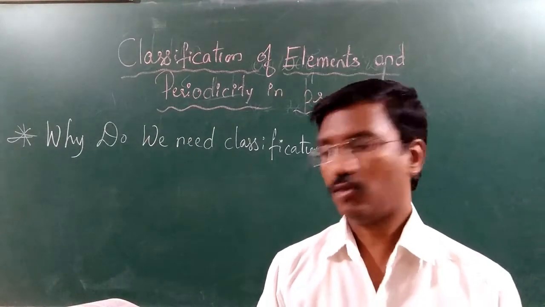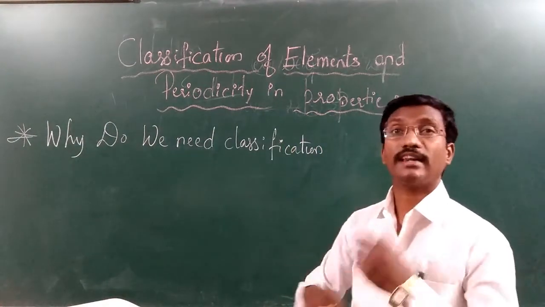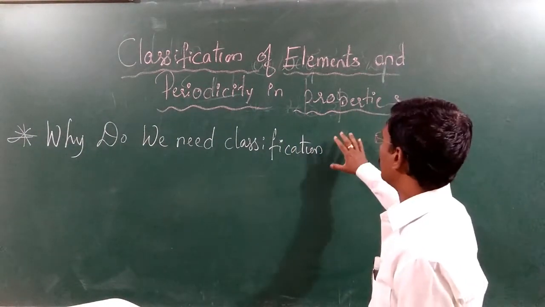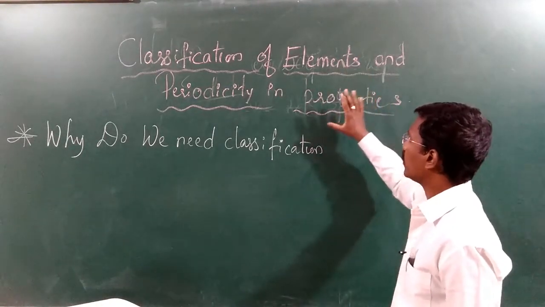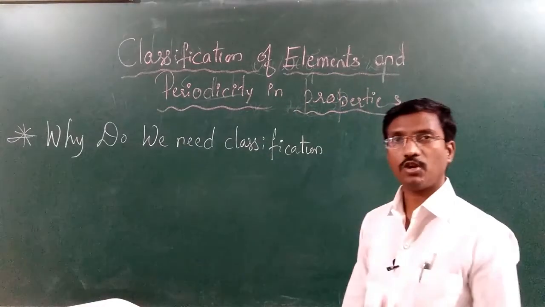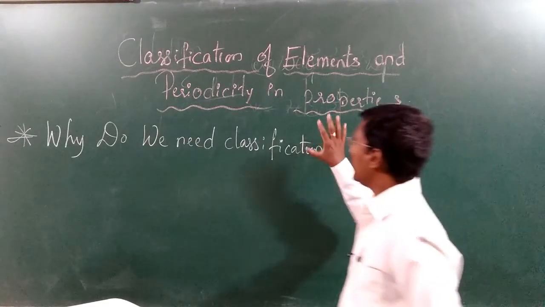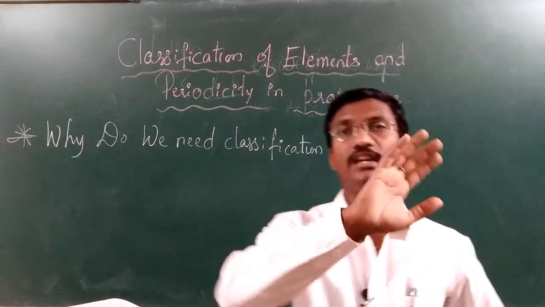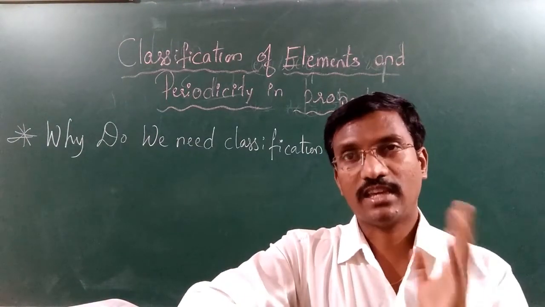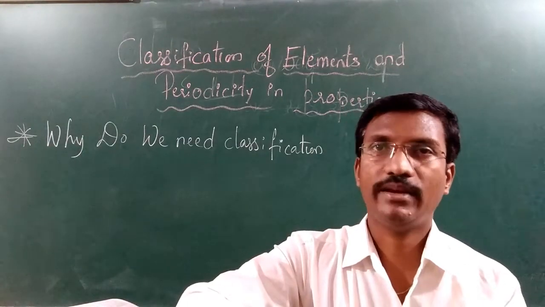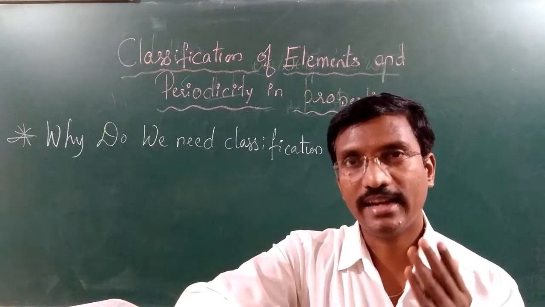So for that reason, we need to classify the elements just to understand and realize all the elements' properties. Why? Because if the number of elements is more, it is not possible to remember the properties of all the elements individually. For that reason, we need a classification of elements to understand the properties. The main reason to classify the elements is to understand the chemical or physical overall properties of the elements. It is not possible individually because the number of elements is more. For that reason, we need a classification.